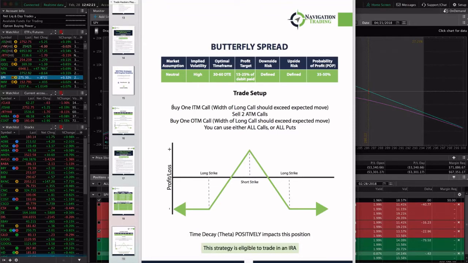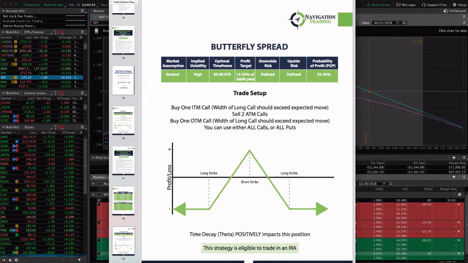Now, to enter a butterfly, you are buying one in the money call. The width of the long call should exceed the expected move. We're going to sell 2 of those. And then buy one out of the money call. The width of the long call should exceed the expected move. And you can use all calls or all puts.